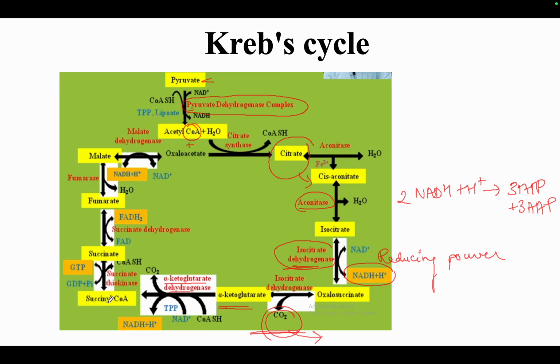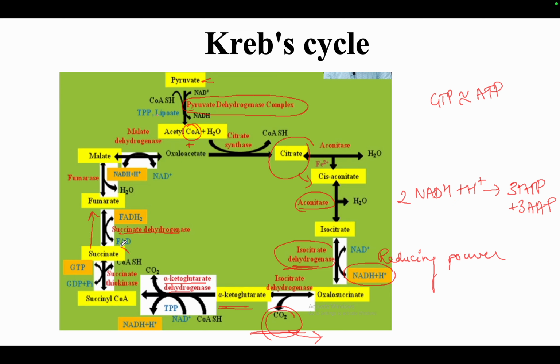And then from succinyl CoA to succinate, we have a GTP, and GTP in the energy currency is equivalent to ATP. It can be interconverted, and they are equivalent as ATP only. Then from succinate, we have fumarate by succinate dehydrogenase.